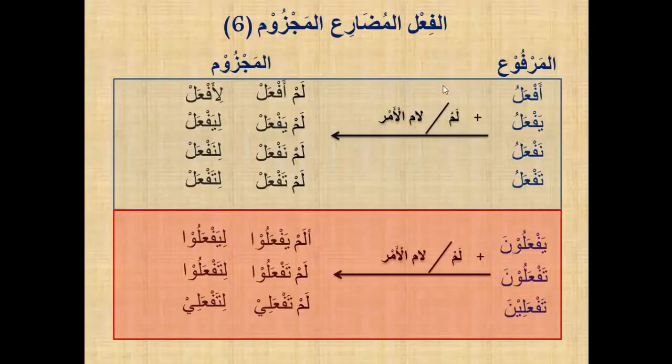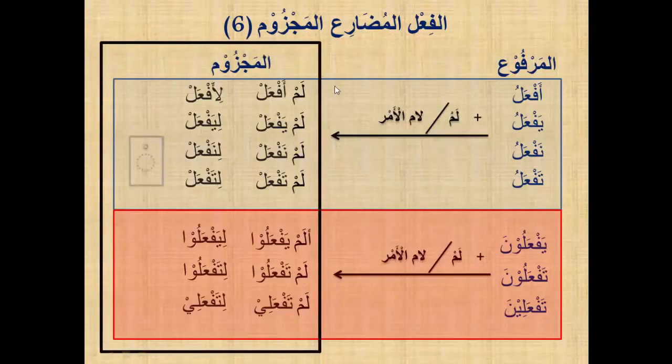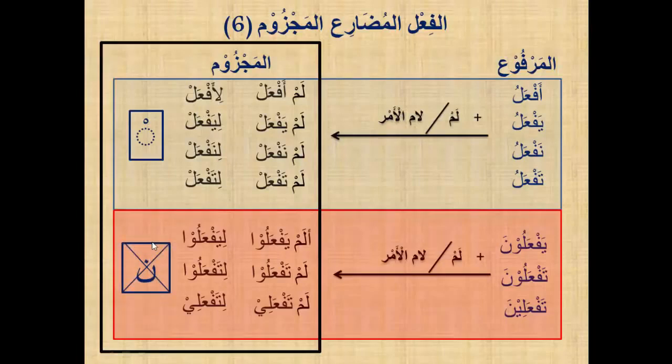But when we add a jazim, such as lam or lam al-amr, the marker becomes, for the top, the sukoon. Lam af'al, li af'al. And for the bottom, the marker becomes حذف النون, dropping of the noon. Now you might be thinking to yourself, isn't this the same marker for the منصوب? We also dropped the noon when we added أن or لن, right? We have أن يفعلوا. Yes, that's exactly correct. Dropping of the noon, حذف النون, is the علامة for the مجزوم and for the منصوب, for both of them, for these verbs conjugated for hum, antum and anti.